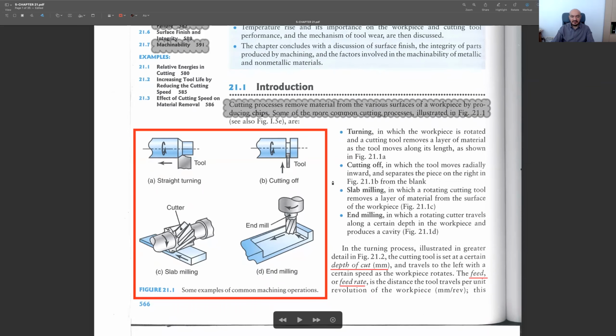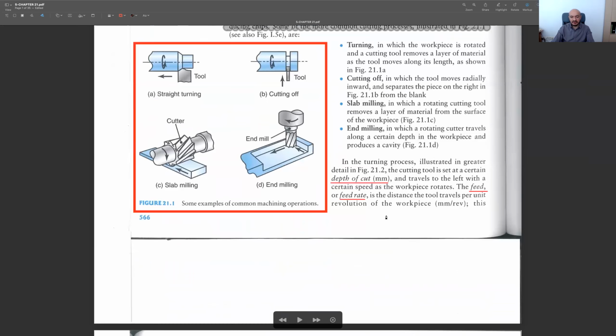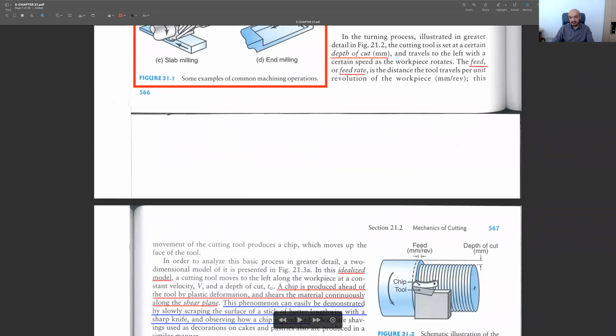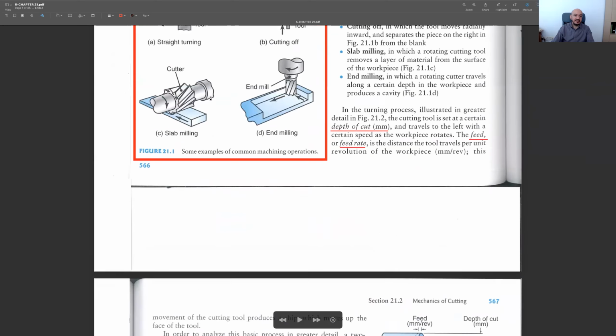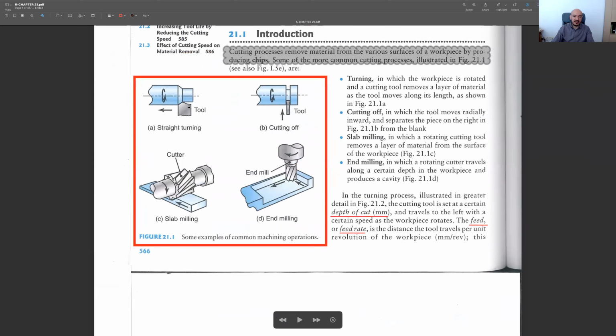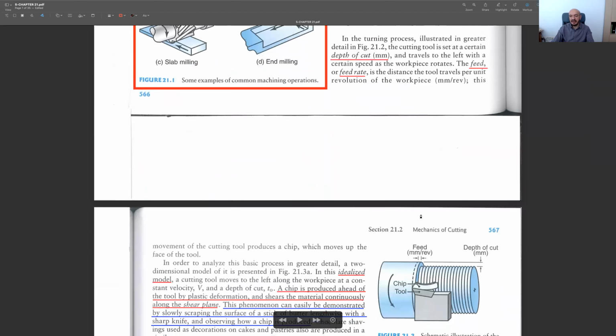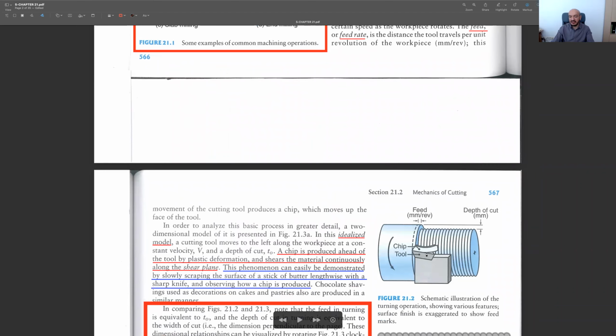In these machining operations, we have some important terms, like here, as you see, this is a turning operation. We have depth of cut. This is depth of cut, the amount of material we are removing from the outer surface, how deep we are embedding our tool into the workpiece.